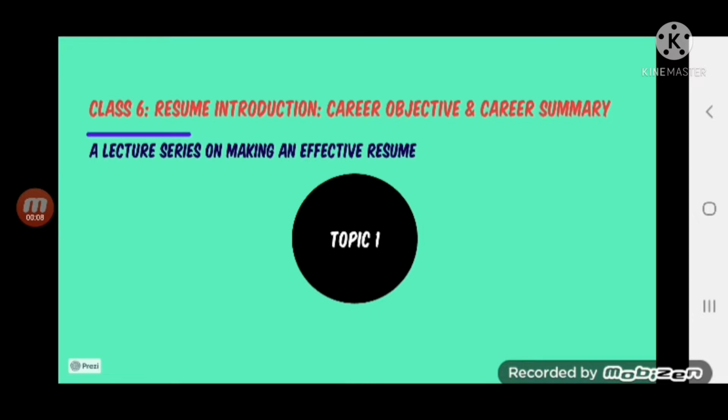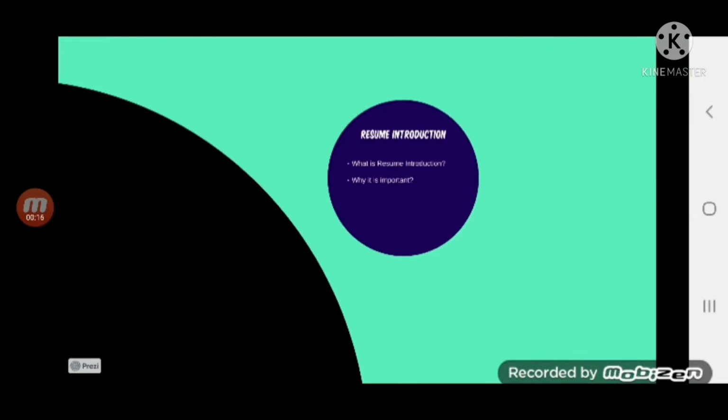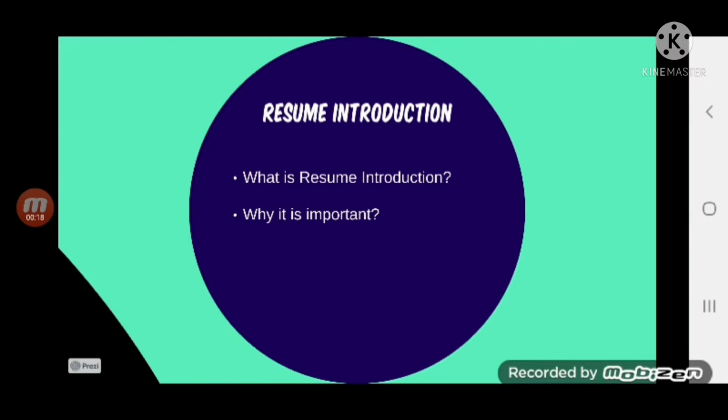In this class, we shall try to understand what is career objective and career summary in detail. Together, we call it resume introduction. So, what is a resume introduction? Resume introduction gives a brief introduction of candidate's profile to an interviewer.